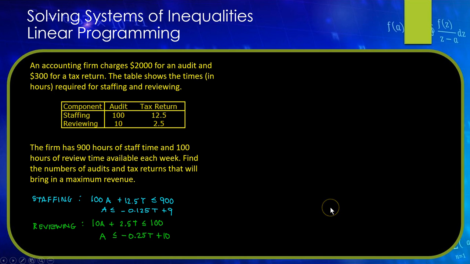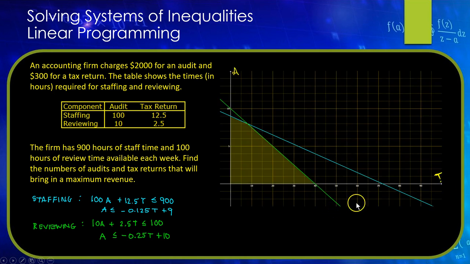So if I graph these and note the feasible region, here's the staffing graph. Here is the reviewing graph. Notice I'm letting T take the place of X and A take the place of Y, because I solved these for A because it was just easier to divide by 100 and divide by 10 in the long run than the other way around. And this is the region I got. Basically, the ordered pairs in this region are going to meet all of the conditions I have for staffing and reviewing, all the constraints I have.